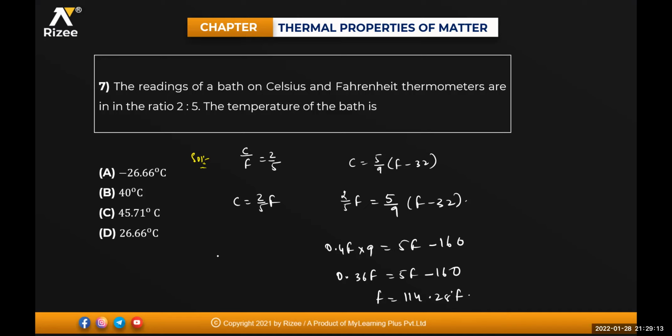Sir, what I did is I took this minus 160 on the left side and this 0.36 on the right side. So no, तो क्या हो जाएगा? 4.64 F is equal to 160. So F is equal to 160 by 4. Oh, sorry. Yes, sir. 160 by 4.64.